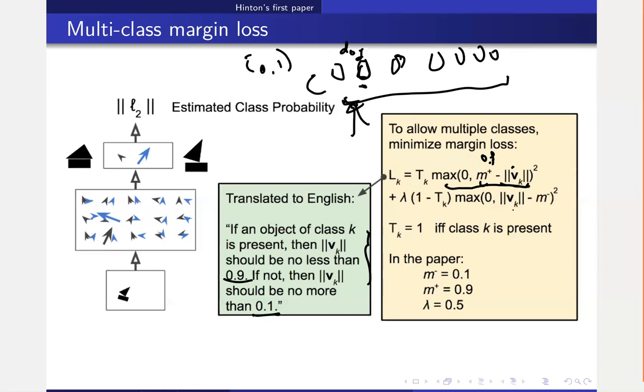Similarly, for the rest of the classes, not the ground truth class, I have V_k minus 0.1 here. If this is bigger than 0.1, then this will contribute some loss. Otherwise, there will be low loss. So that's how they construct a multi-class margin loss here. You can also trade off this lambda, but in the paper they just use lambda equal to 0.5.